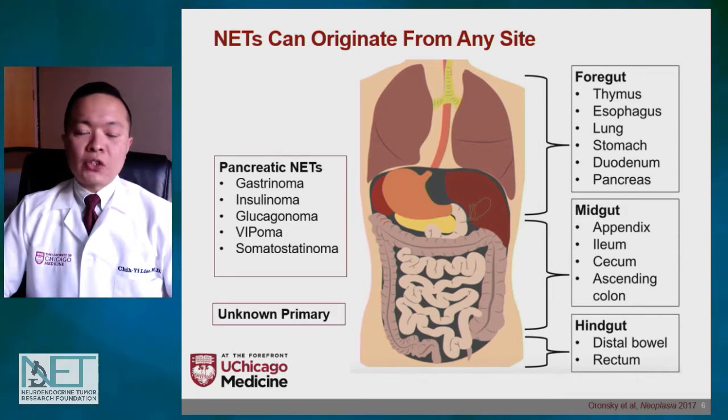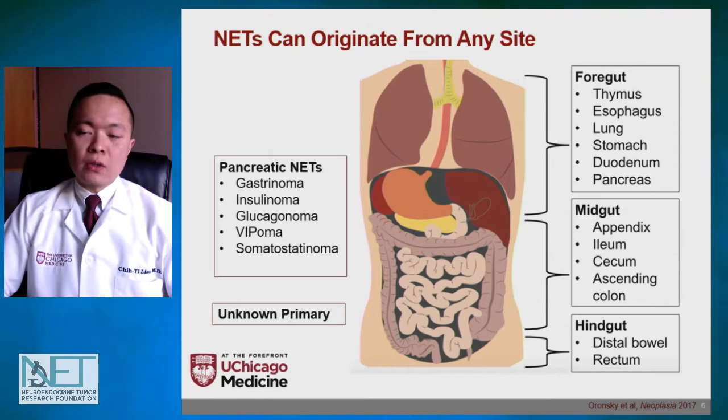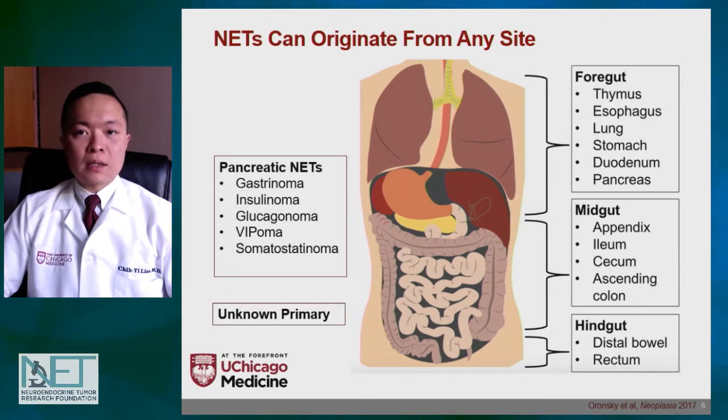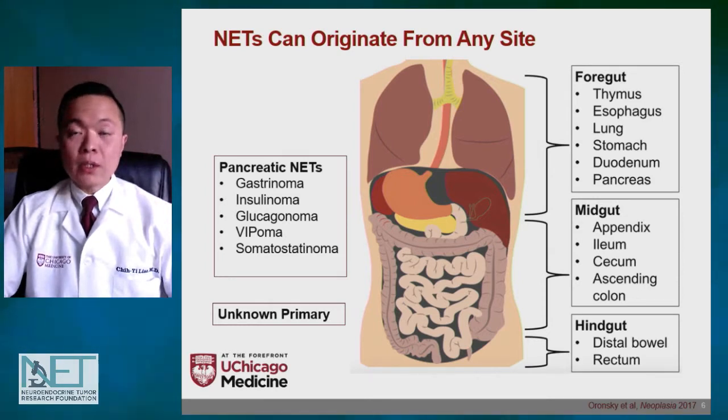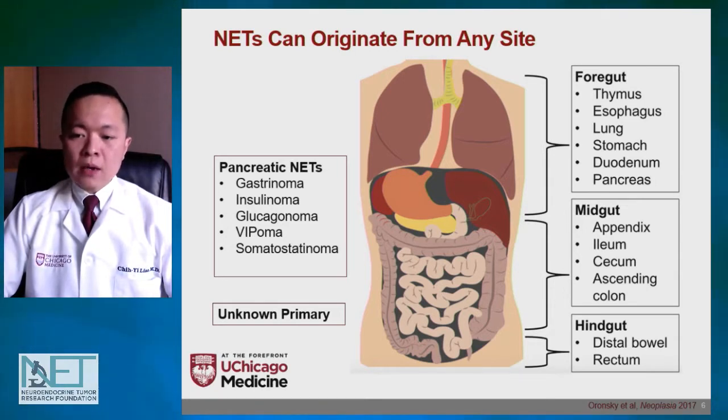Neuroendocrine tumors can originate from any part of the body, and traditionally we classify them based on their origin from embryological development. We have the foregut neuroendocrine tumors, which include tumors arising from the thymus, esophagus, lung, stomach, duodenum, and pancreas. We have the midgut neuroendocrine tumors, which include tumors arising from the appendix, ileum, cecum, and the ascending colon. And then we have the hindgut neuroendocrine tumors, which arise from the distal bowel or the rectum.